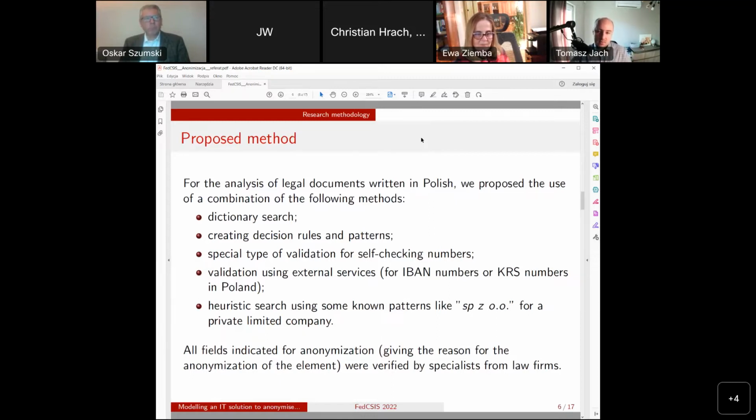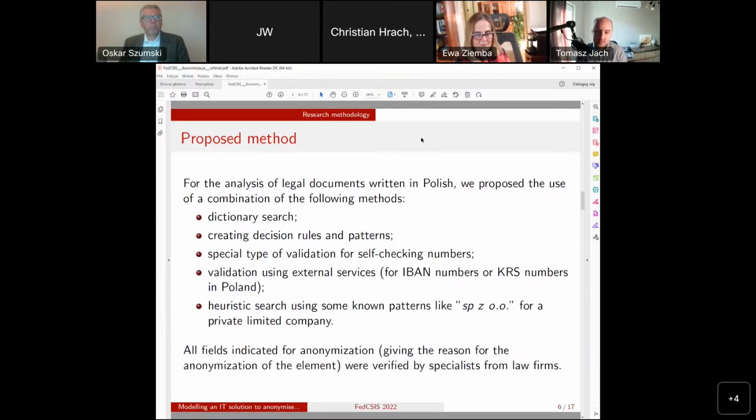The second type of proposed method was to create decision rules and patterns. That was most of the time done via regular expressions, but also via some decision rules. As I said before, some numbers only matched a certain PII type of data because of the context.